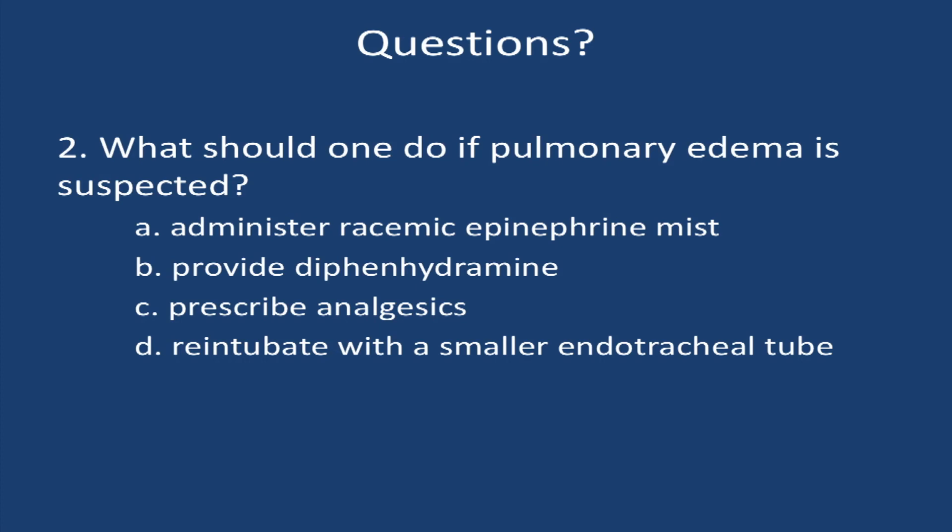So depending upon whether you want to continue with treatment of this patient, if you did reintubate with a smaller endotracheal tube, it will allow that smaller one to go through the glottis and into the trachea to be able to help you. But if you're going to discontinue the treatment, the administration of racemic epinephrine mist would be appropriate.